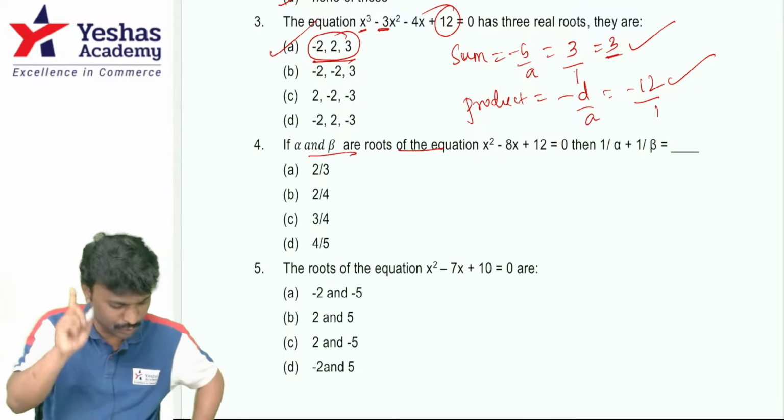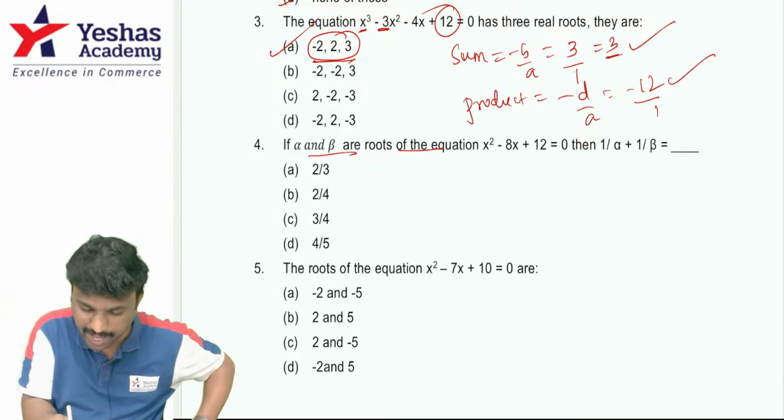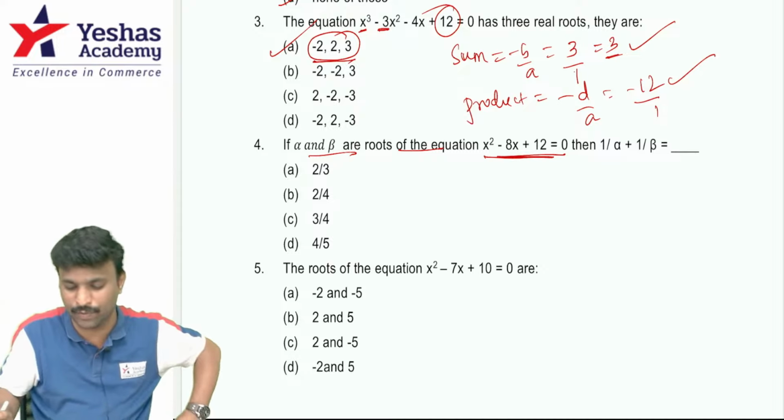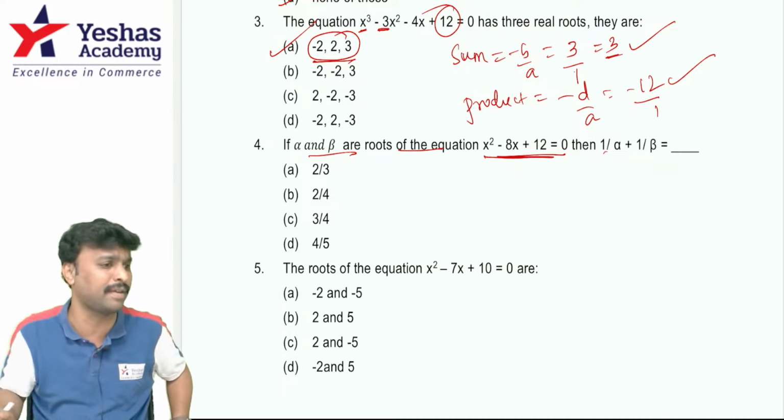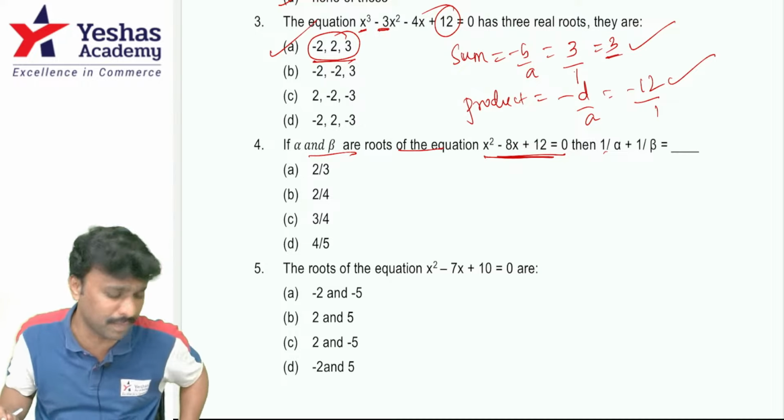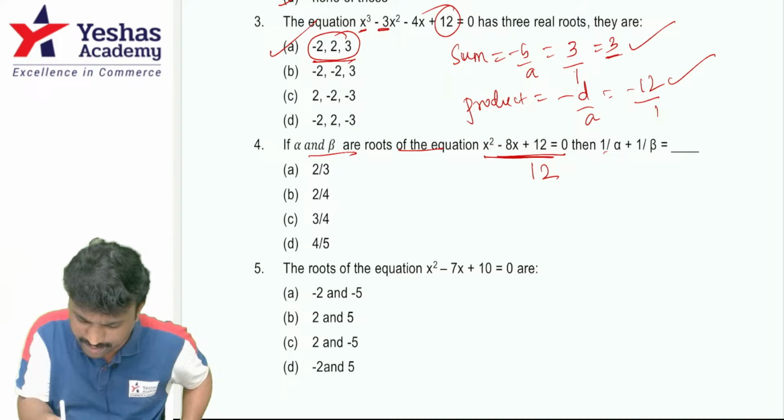Alpha and beta are the roots of the equation x square minus 8x plus 12 equal to 0. Then 1 by alpha plus 1 by beta. Guys, is this equation factorizable? Does it look like factorizable?